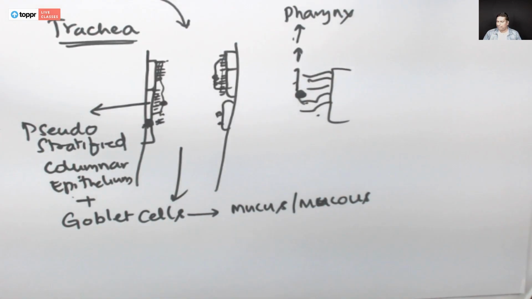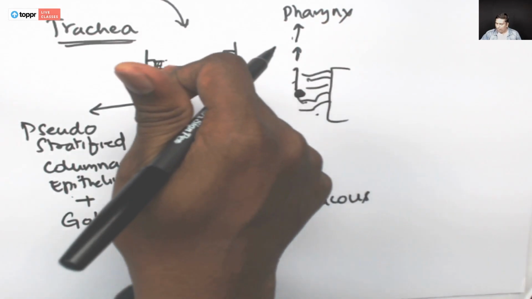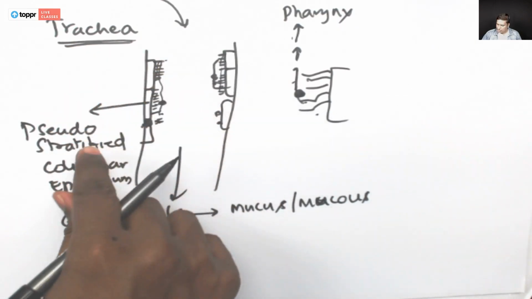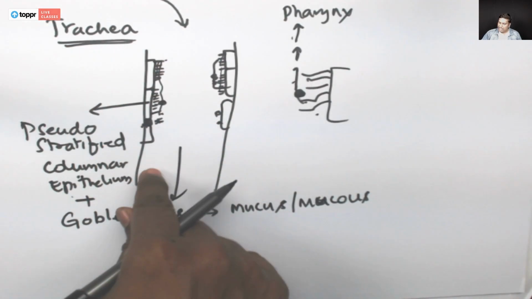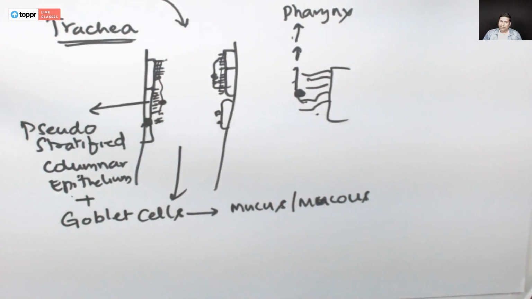So once the materials are pushed to the pharynx, it's your choice whether you want to spit it out or swallow it. That is how the ciliary movement of the tracheal pseudostratified columnar epithelium helps to push the dust particles. That is how your lungs are being protected.